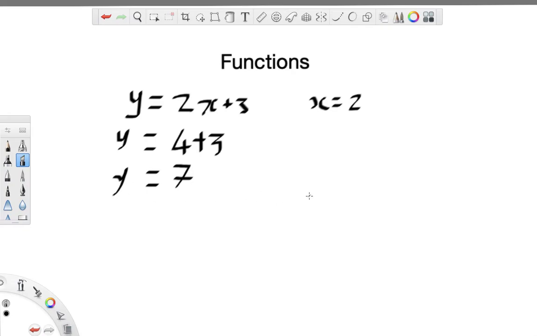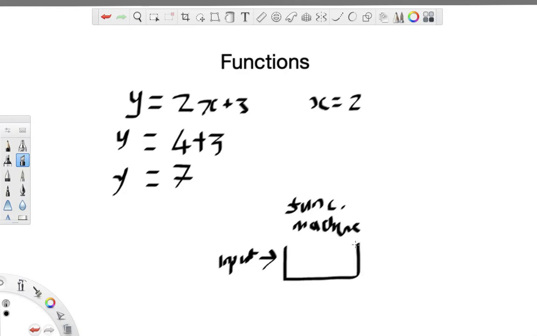So you may remember from when you very first learnt some algebra, the function machine. So I'm going to put function machine. And what is a function machine? Well, we input something into our machine. So there's an input. And then we get an output.